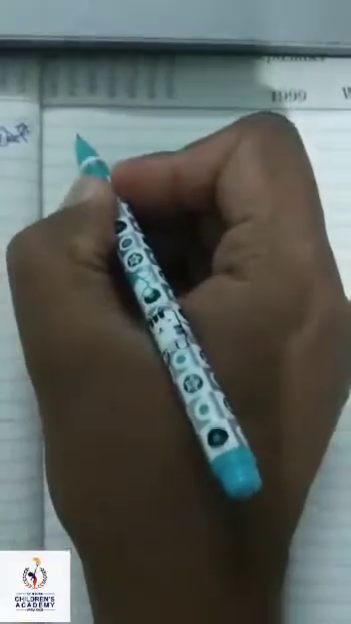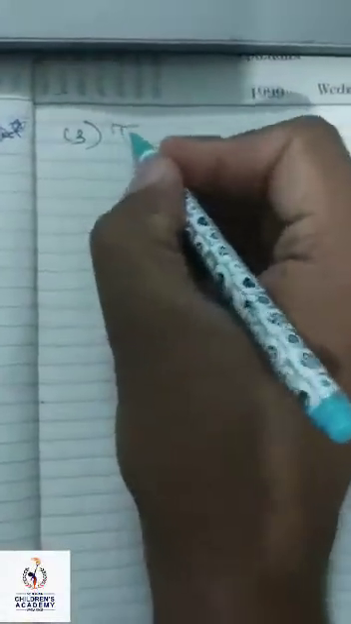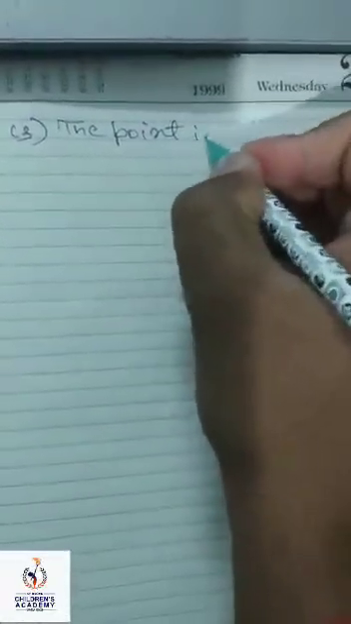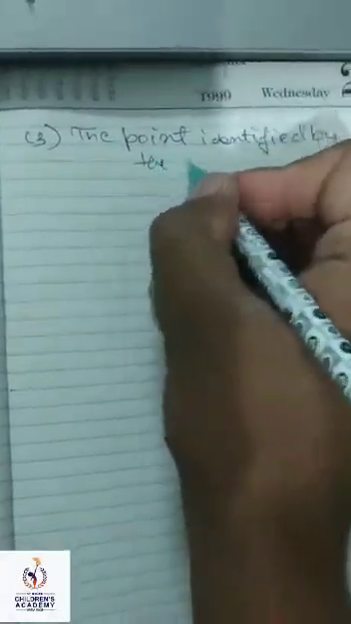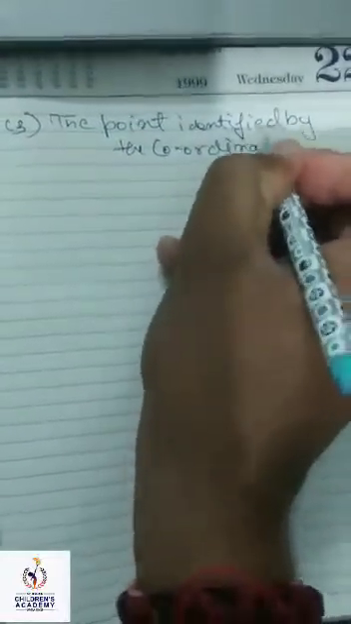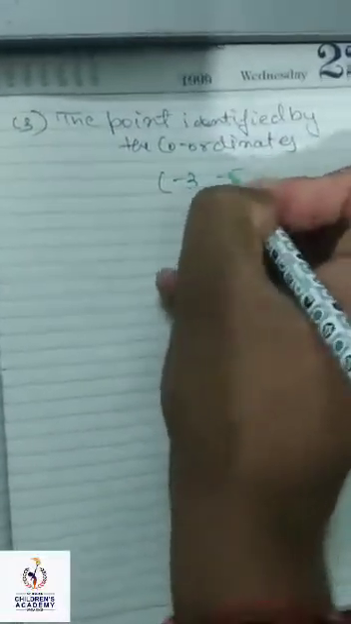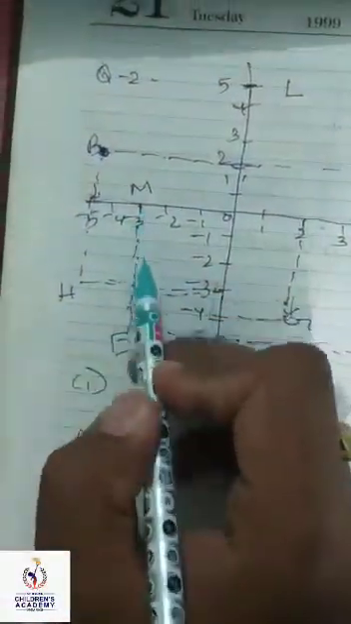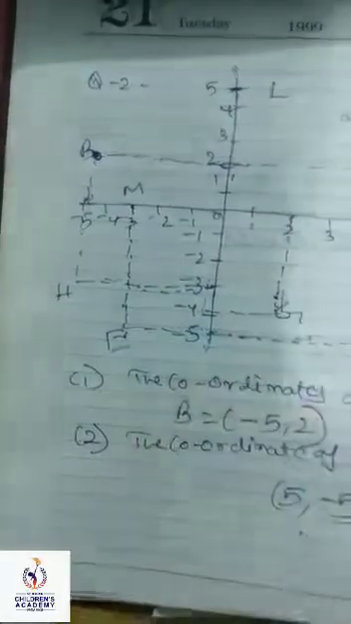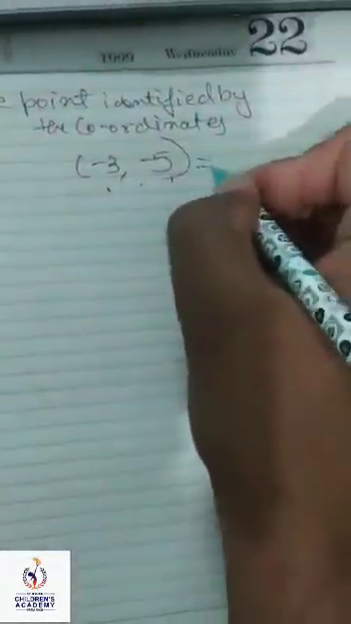Now third part of the question is the point identified by the coordinates -3, -5. Means -3 on x-axis and -5 on y-axis. So -3 on x-axis is here and -5, which means E. So this coordinate is of E name. Okay, so answer will be E.